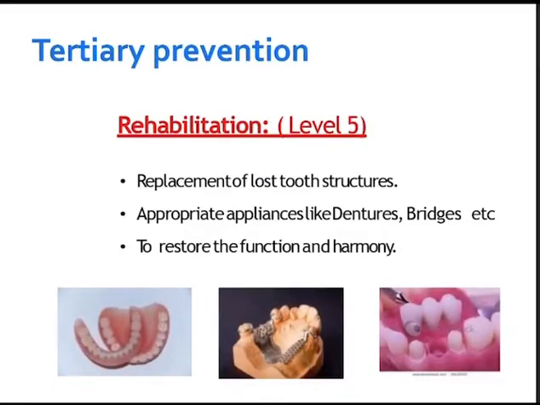Like replacement of lost tooth structures. For example, a tooth is lost due to trauma. It can be an anterior tooth or a posterior tooth. You replace the tooth with a prosthesis, appropriate appliances like dentures, bridges, etc. Why do you have to do that? You have to restore the function, harmony, as well as aesthetics. So this process is called rehabilitation.